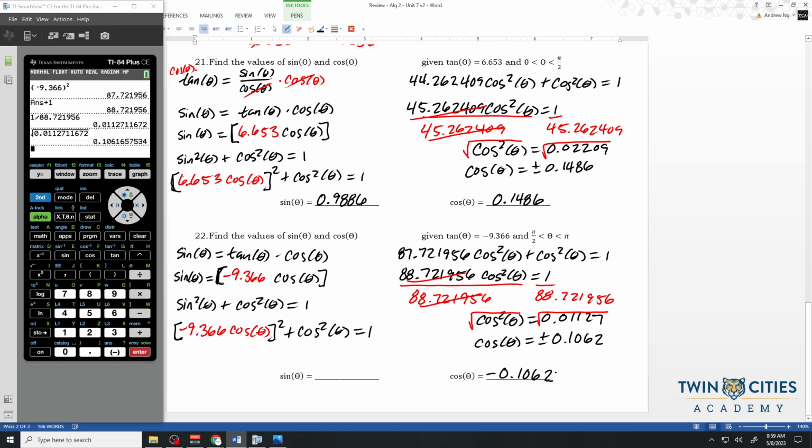Cosine of theta is negative 0.1062. And then to find the sine, sine of theta is tangent of theta times cosine of theta. I was given the tangent earlier. That is negative 9.366. And I'm going to multiply it by the cosine that I just found, negative 0.1062. And that'll give me the sine of theta is positive 0.9947.